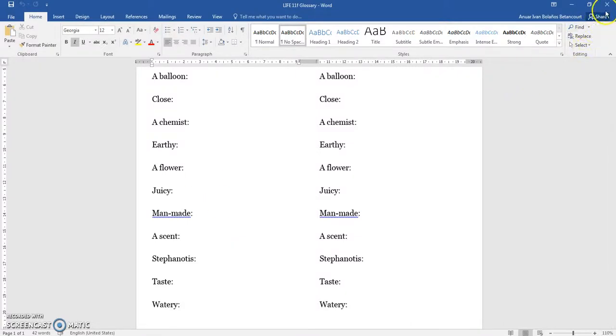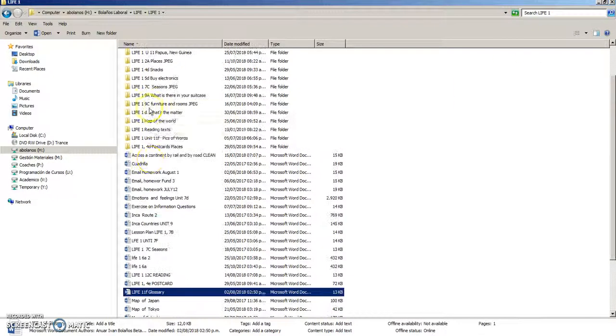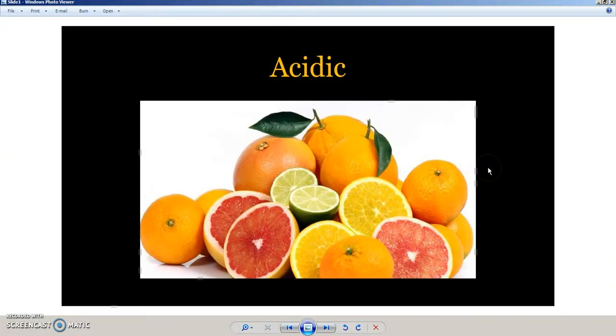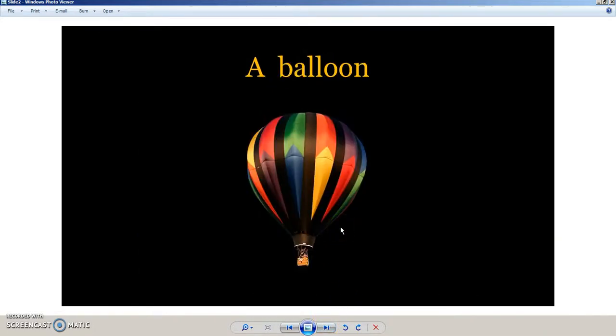When they are done, what I do is I show them this PowerPoint presentation of the same vocabulary, the same words. So I show them acidic. I'm showing a balloon. They say, oh, a balloon is not a ball to practice sport, but it's a means of transportation. So people traveling in a balloon.